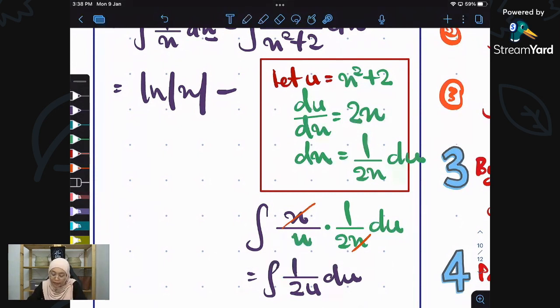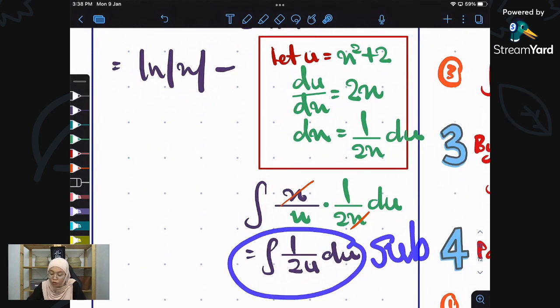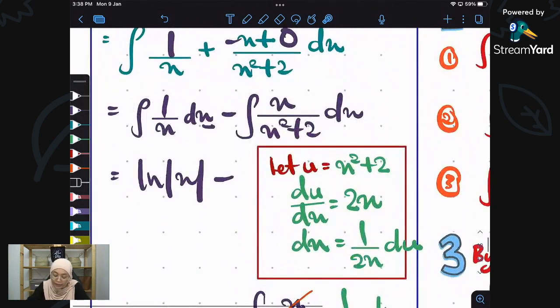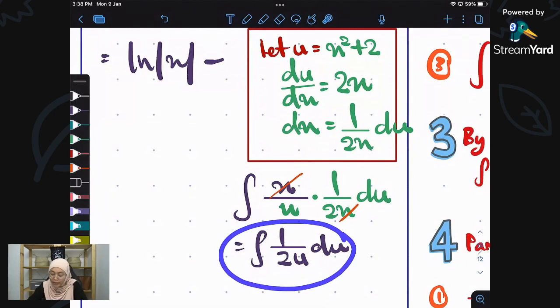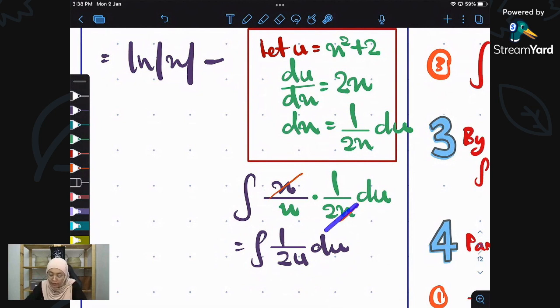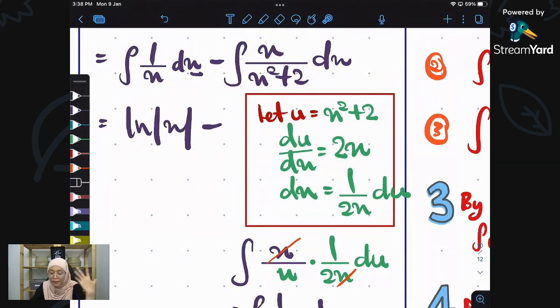So bermaksudnya apa? Kita sudah pun berjaya memakai substitution method. Therefore this part, kita boleh pakai substitution method kalau dia berjaya mendapat bentuk ini. Kalau dia boleh untuk di-cut, if there is an x that can be cut and left with only u there, means your substitution method is success. Okay, that is what I mean. It is success when you manage to get everything in terms of u from this substitution.